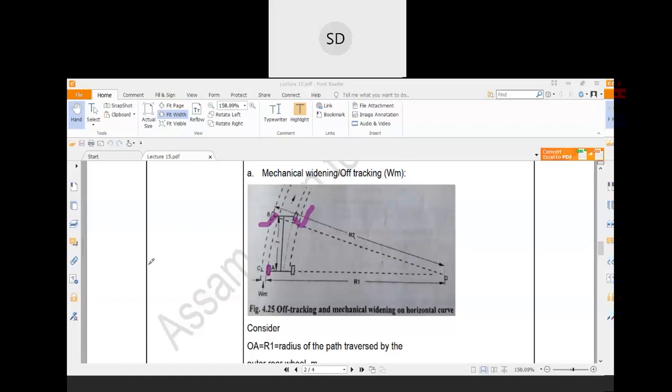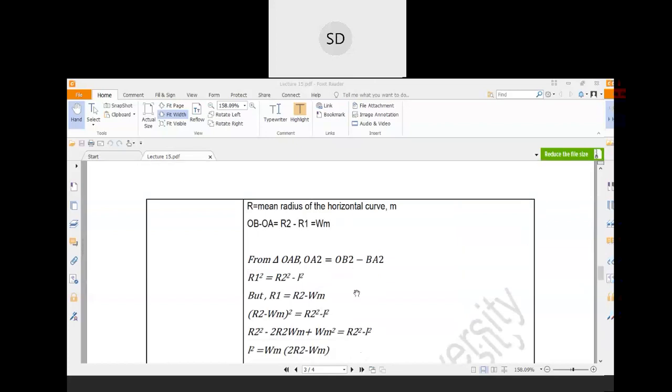Now see, if L is the vehicle wheelbase, in that case, that is a right angle triangle. So in that right angle triangle, you can write OB square equal to BA square plus AO square, or in other words, R2 square equal to R1 square plus L square, or your R1 square equal to R2 square minus L square.